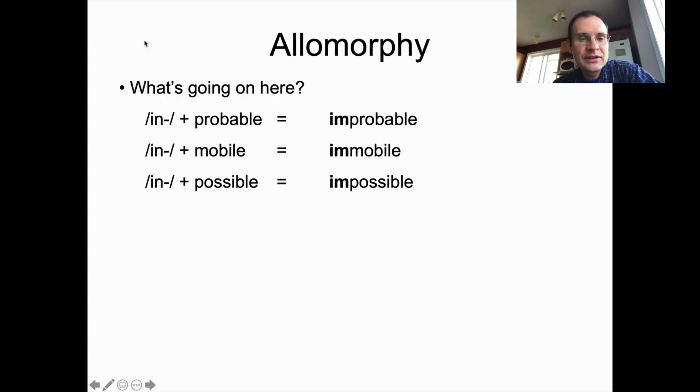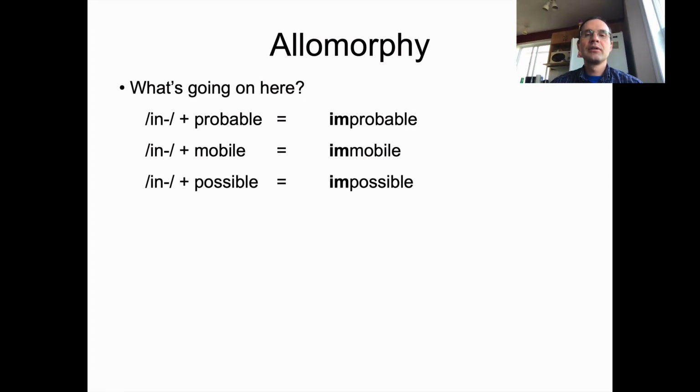But here, this is something different, because the N is not changing to a P when it's dealing with a word that begins in a P. It does change to an M at the beginning of immobile, where the M at the beginning of mobile inspires the N to change to an M. But in impossible, we get this change to M again, which is kind of funny. So I will pause again and ask you to think about this. What's going on with improbable, immobile, and impossible?